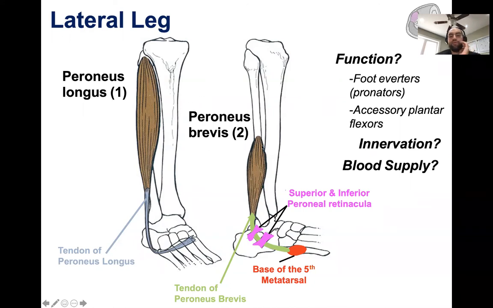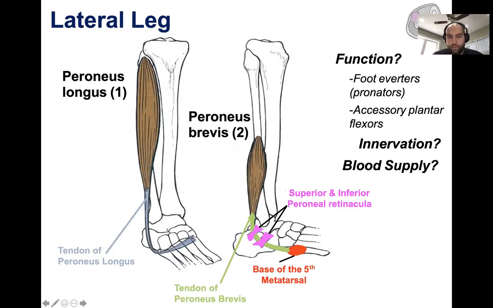Now, the Peroneus brevis, based on its name, it's a smaller muscle, so it originates mid-shaft of the fibula. And what it does is it crosses the lateral malleolus, and its tendon, which I have in green over here, runs underneath a couple of structures called retinacula, before it attaches to the base of the fifth metatarsal, which I called earlier the styloid process.